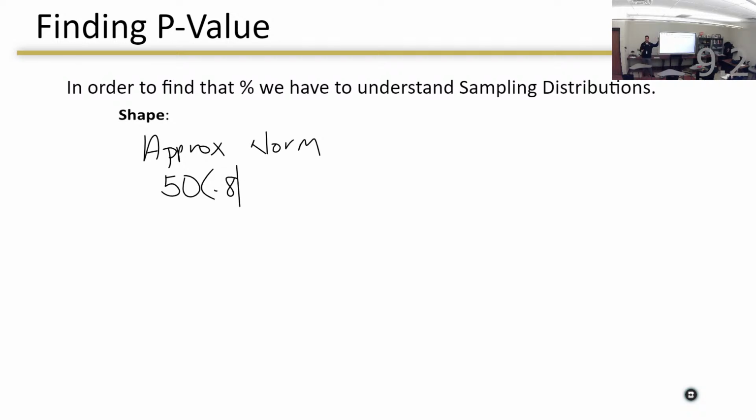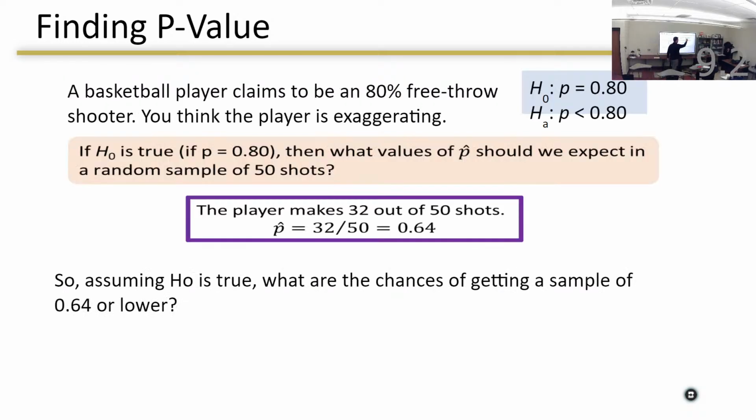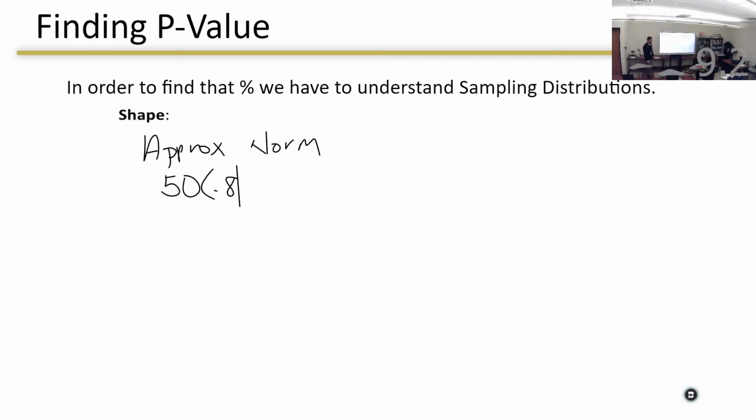That is one mistake that students make. They will try to do n times p hat because that's what we did last chapter. But if you know what p is, use it. If you know the parameter, use it. Last chapter, we didn't know the parameter, so we had to use p hat. Now we know the parameter because we said p equals 0.8.